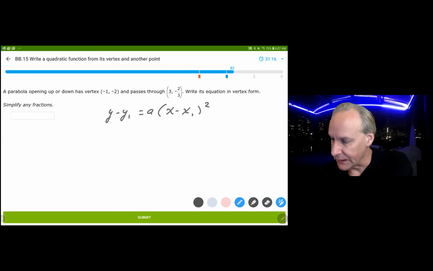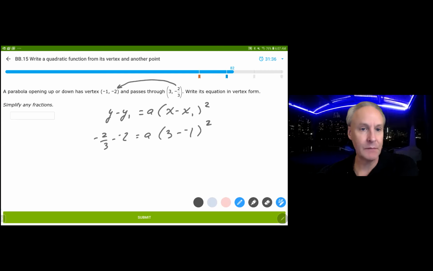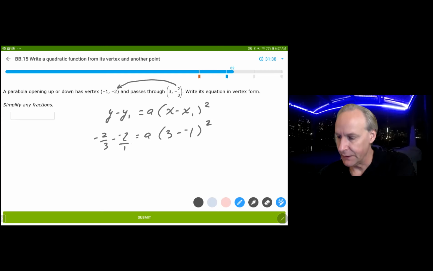So I'm taking negative 2/3 plus 2. Maybe I'll put the minus negative 2 just to be very consistent. The x is 3 minus negative 1 quantity squared. Okay, so I put everything in there this time. So this is really 2/1. This is really an addition. So that really is 6/3, isn't it? So if I multiply by 3, I get 6/3. And when I add negative 2, I get 4/3.